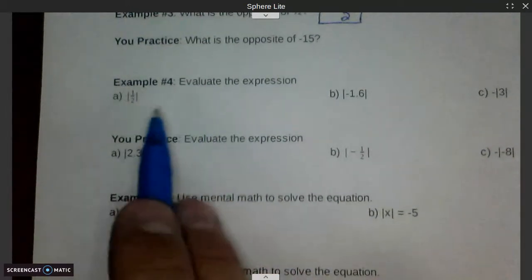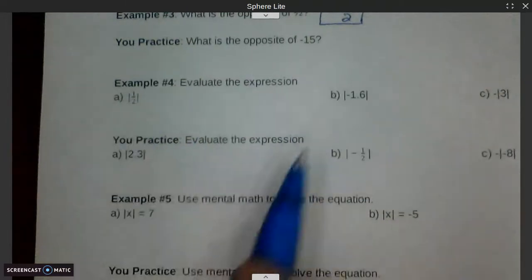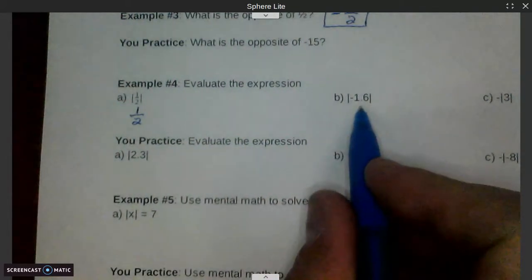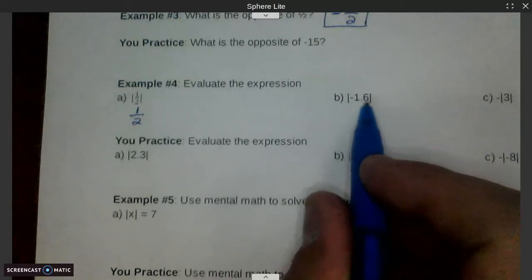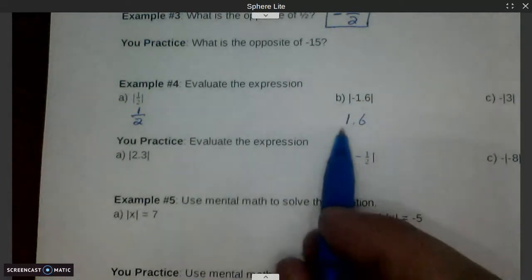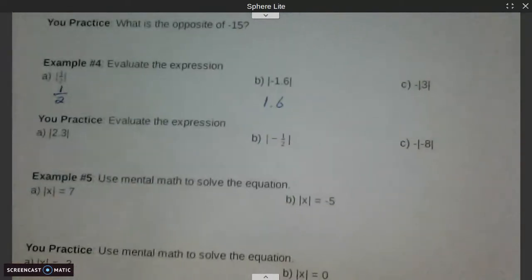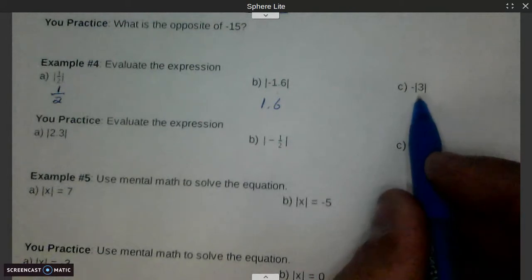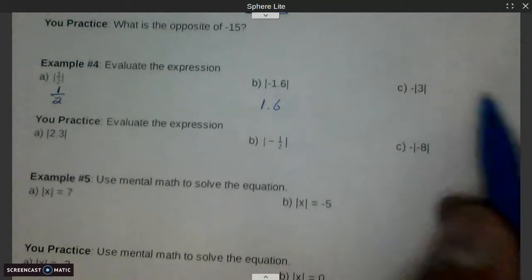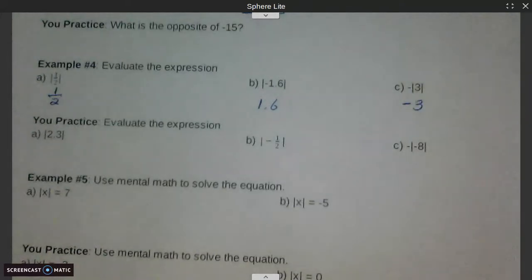Whatever's inside of these vertical lines is always going to be positive. If it's already positive, it stays positive. If it's negative, it's going to turn positive. So the absolute value of -1.6 is going to be 1.6. Notice I don't write my answer with the absolute value signs because taking the absolute value is what made it positive. Now this one can be kind of tricky because a lot of people think it's going to be +3, but it's in fact -3. The reason is that inside the absolute value sign is 3, and outside of the absolute value sign is a negative. So that's a -3.